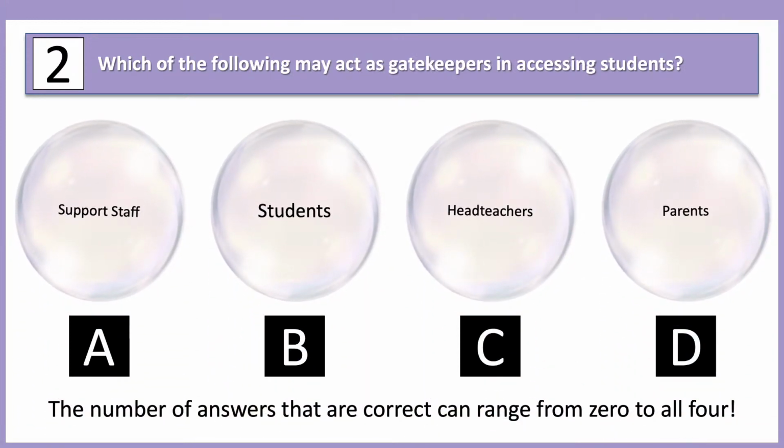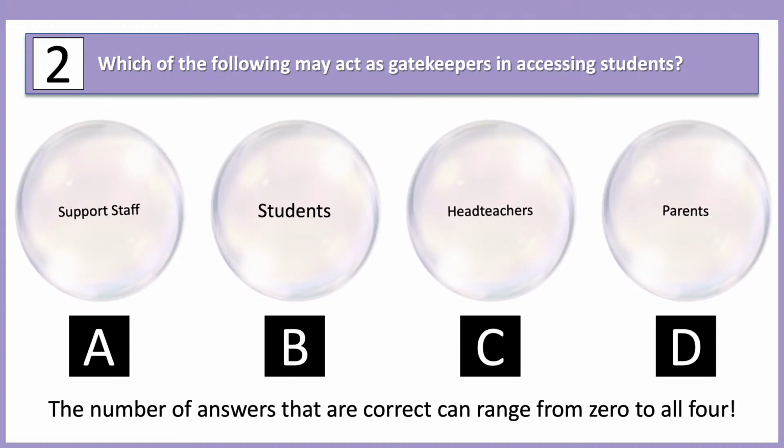Okay, question number 2. Which of the following people may act as gatekeepers in accessing students? We had somebody respond earlier on saying gatekeepers. Who might be seen as a gatekeeper in accessing students? Is it A, support staff, B, students themselves, C, head teachers, or D, parents? So who, if we're trying to study inside of the school, would be seen as gatekeepers in this sense? So we've got some people saying C and D, some people say A, C, D, and some C and D.